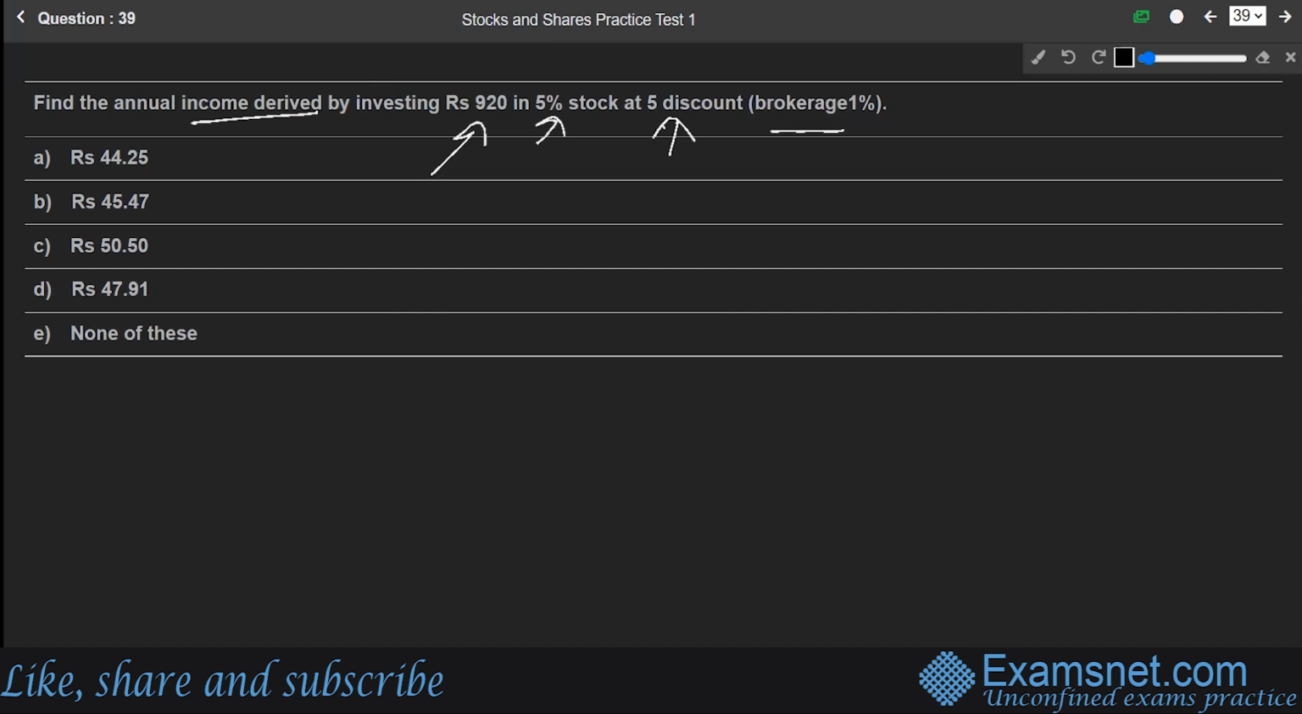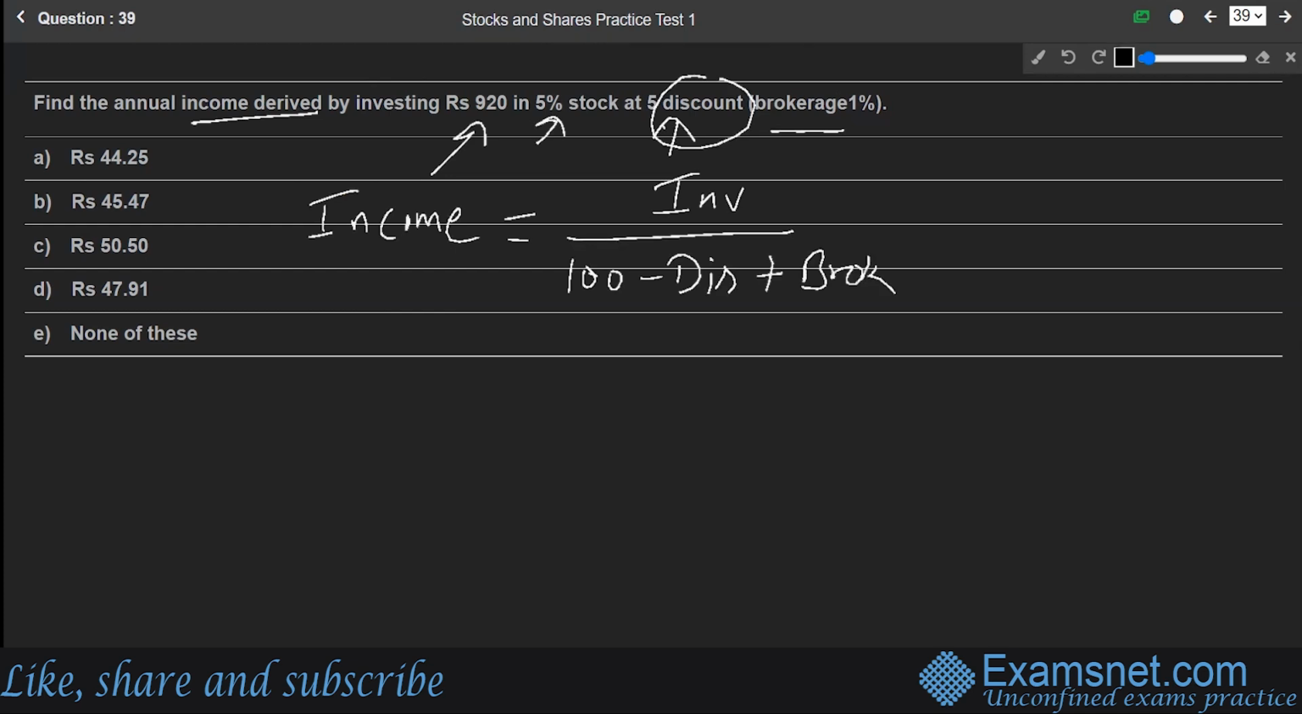We just have to use a simple formula for annual income and that will relate all these values. So what is that formula for income? We have just used in the last question and most of the questions of this test also. Income is simply investment divided by 100 minus discount. If this would have been premium, we would have written 100 plus premium, but there is a discount situation. So we'll write a formula for 100 minus discount plus the brokerage value and into percentage rate of stock.